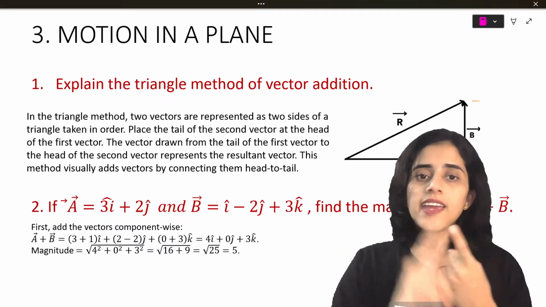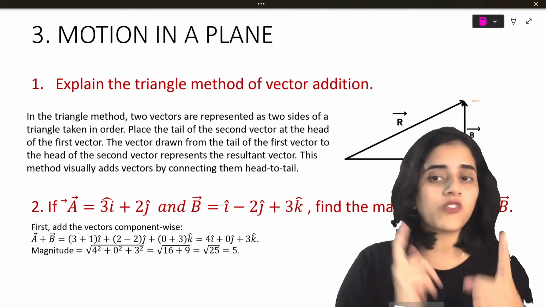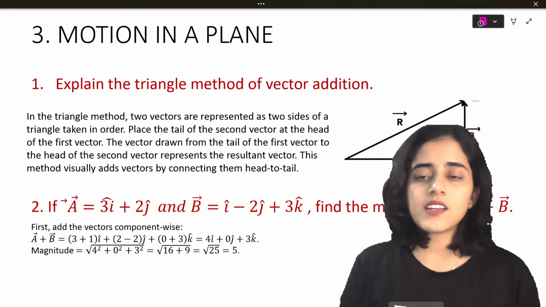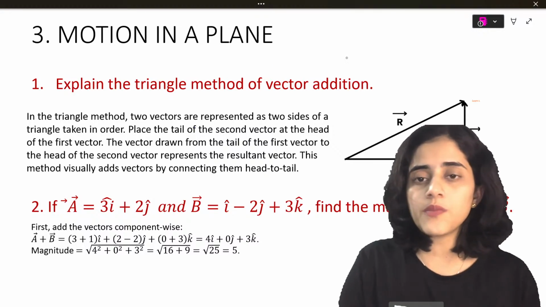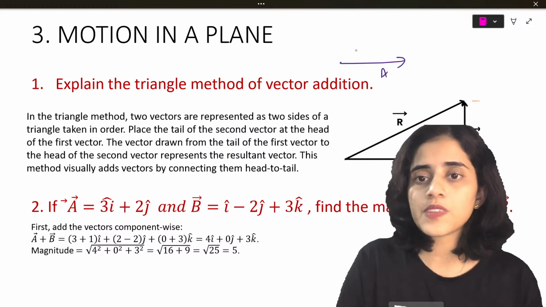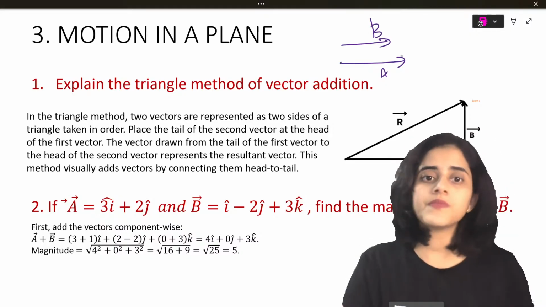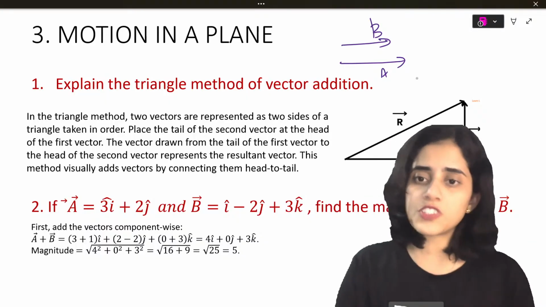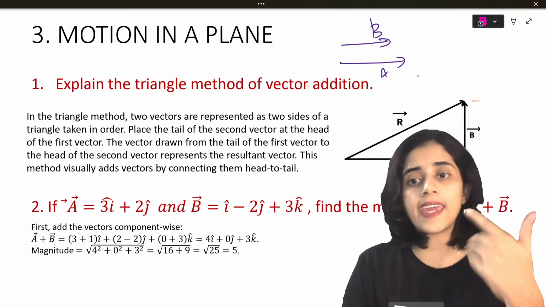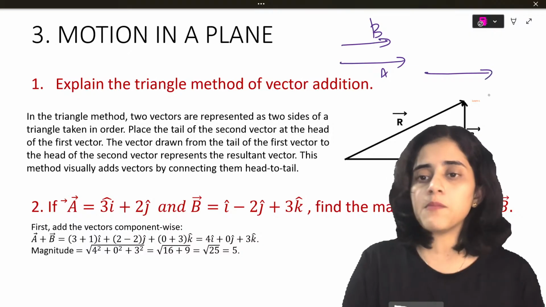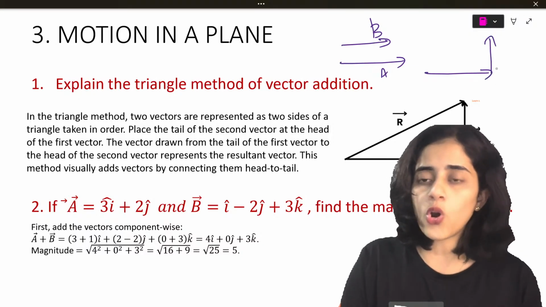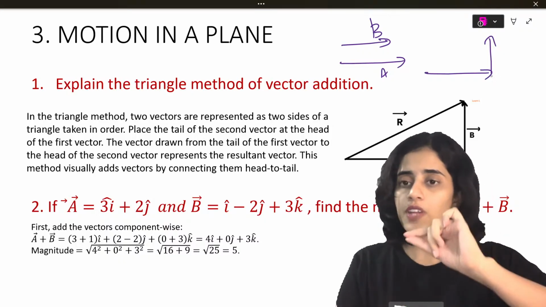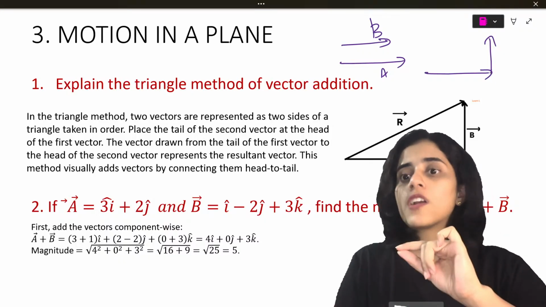First question. Explain the triangle method of vector addition. So in the triangle method, we have two vectors. Let's say there's vector A and then there's vector B. What I'm going to do is make them two sides of a triangle. So if I have to do A plus B, I'll take A as the base and B I'll draw like this. So the head of A and the tail of B should be in contact.